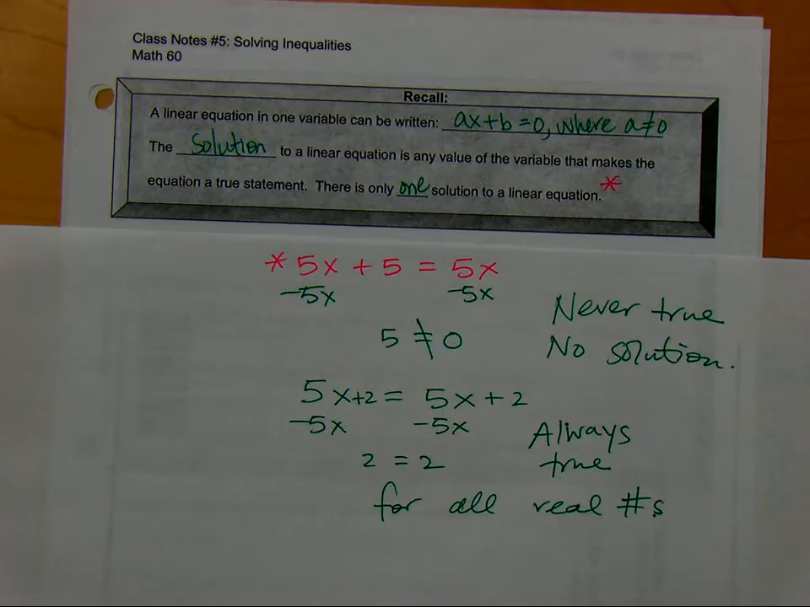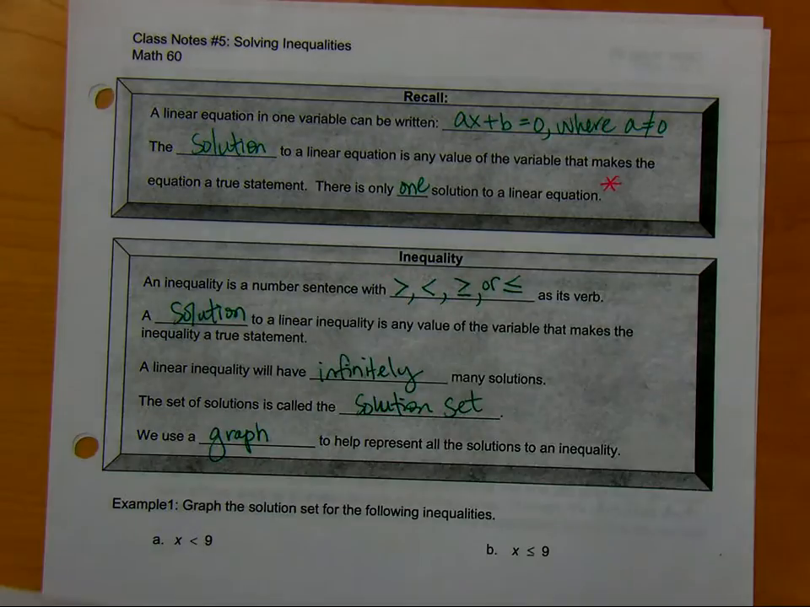I only wanted to bring this up because I was having a conversation with a math teacher that also teaches Math 60, and we were saying, there's only one solution to a linear equation. It's not necessarily always true. I'm not asking you to memorize that right now. I'm just trying to point out that sometimes we can have contradictions and sometimes we can have statements that are universally true. So we're just doing a little addendum there.